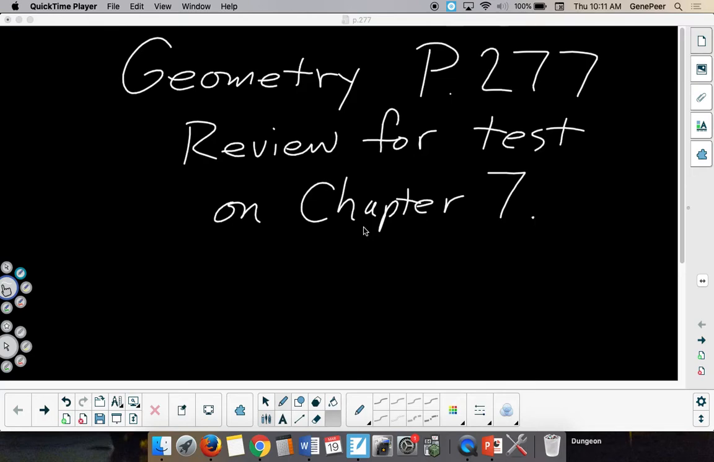this is the geometry page 277 review in preparation for the test. The test will be emailed to parents tomorrow morning. It'll be due back to me, emailed back to me by 3 o'clock tomorrow afternoon. If it is not emailed back to me on time, it will be considered late and there will be an automatic 10-point deduction. Okay, there may be further deductions if it comes in even later. I don't know. I'll figure that out later. All right.